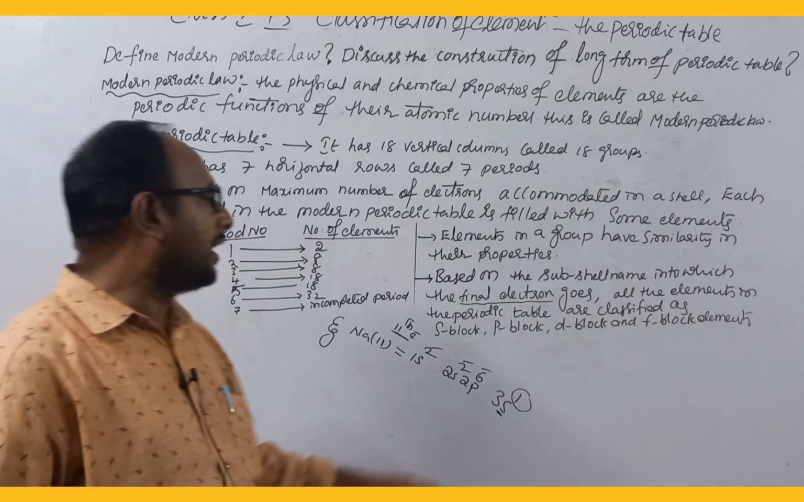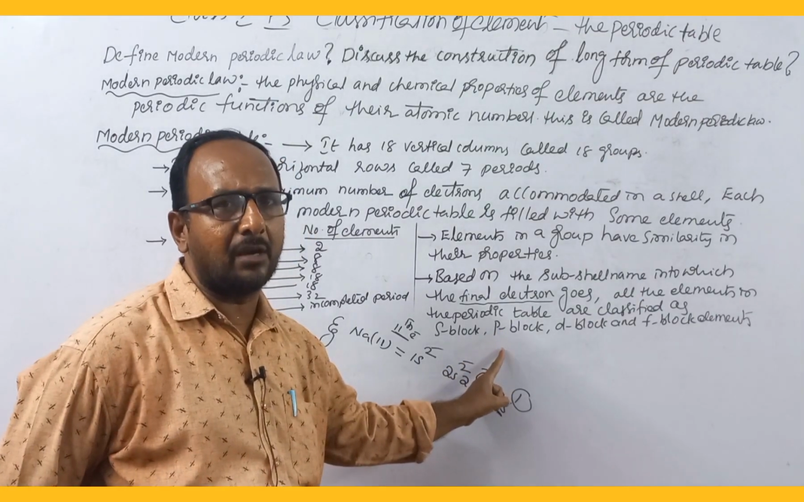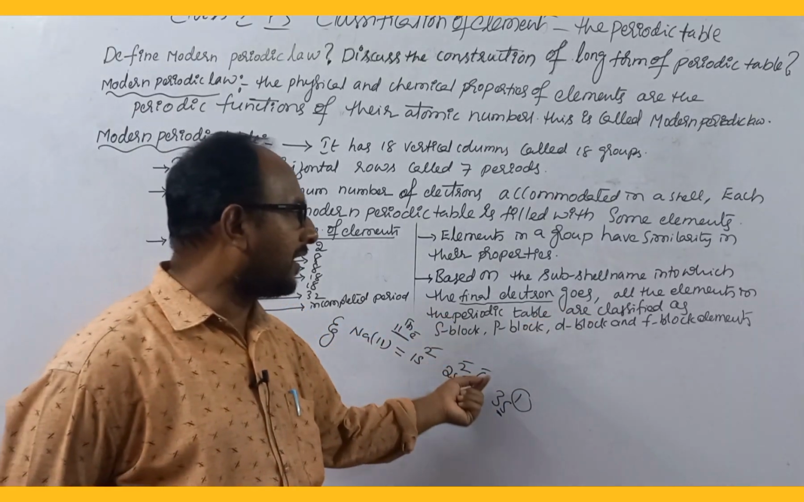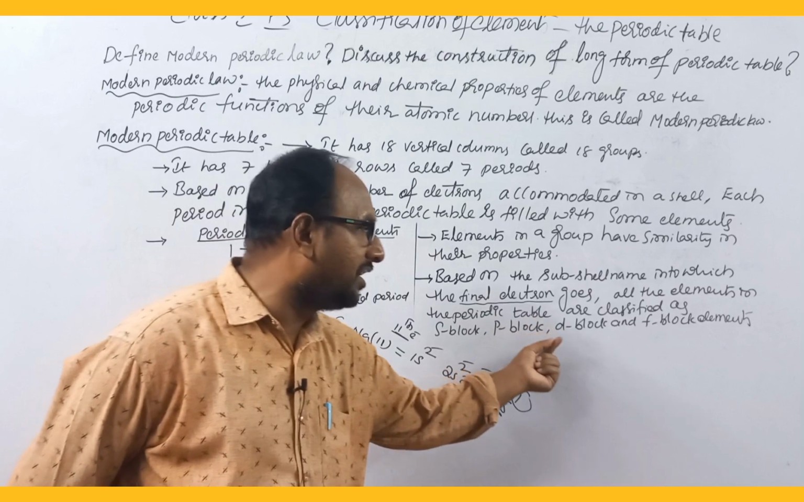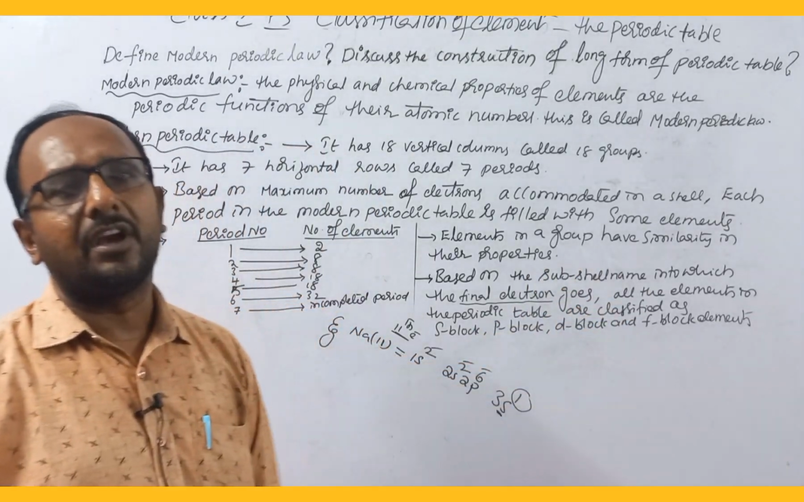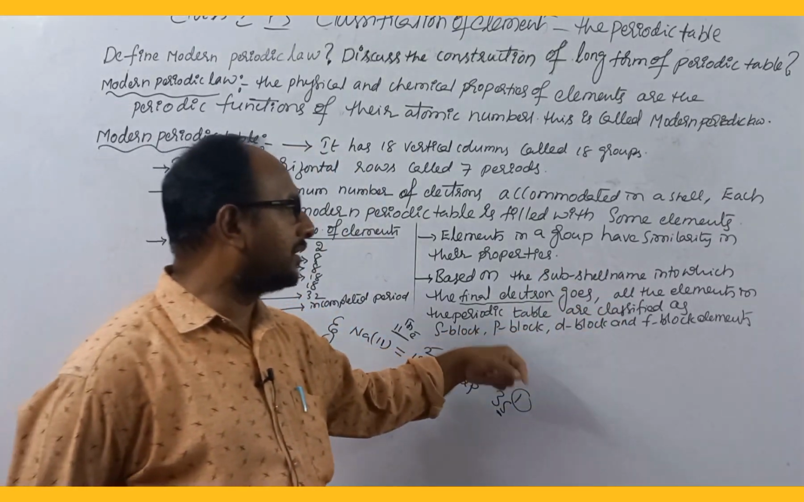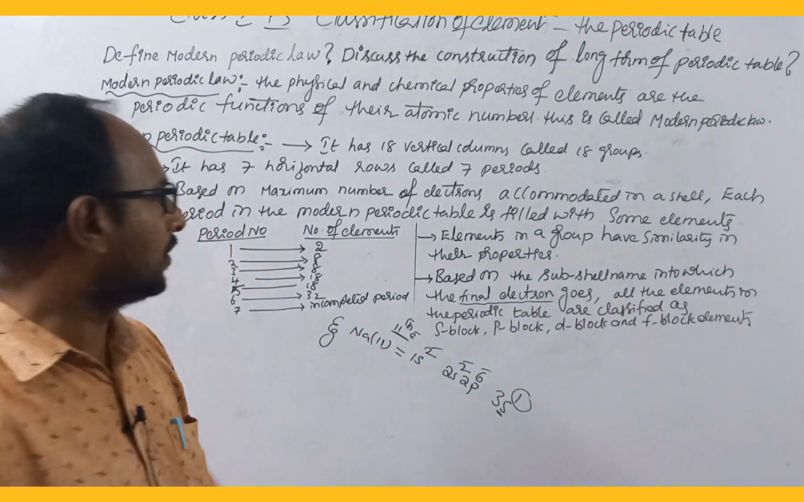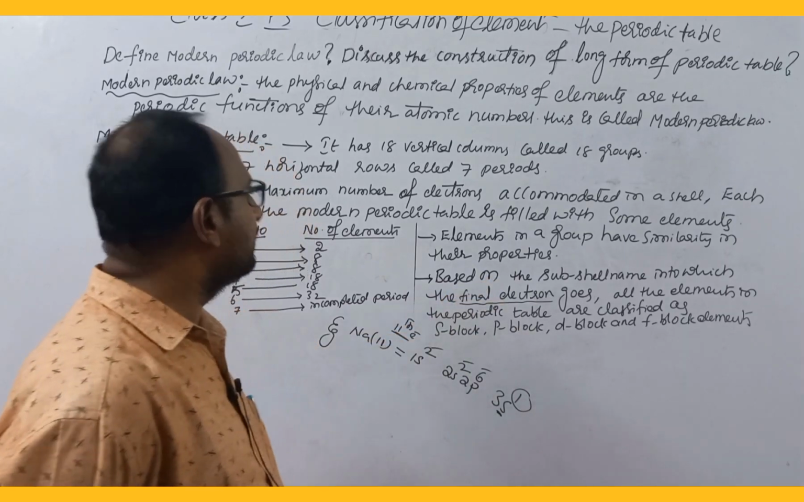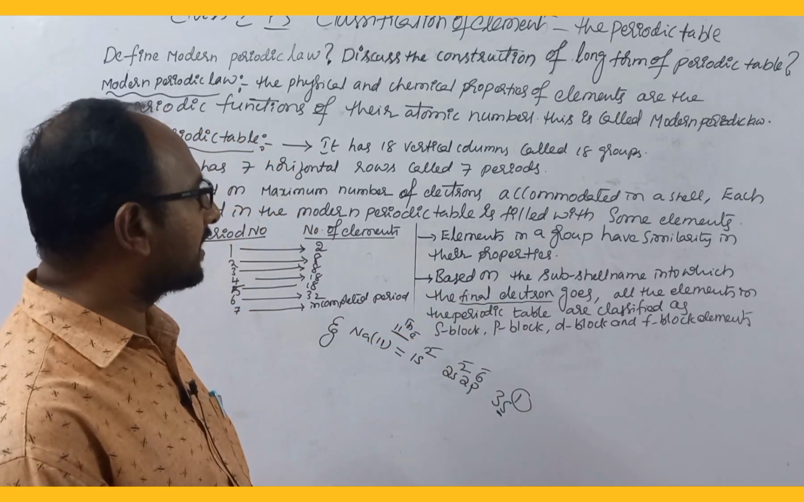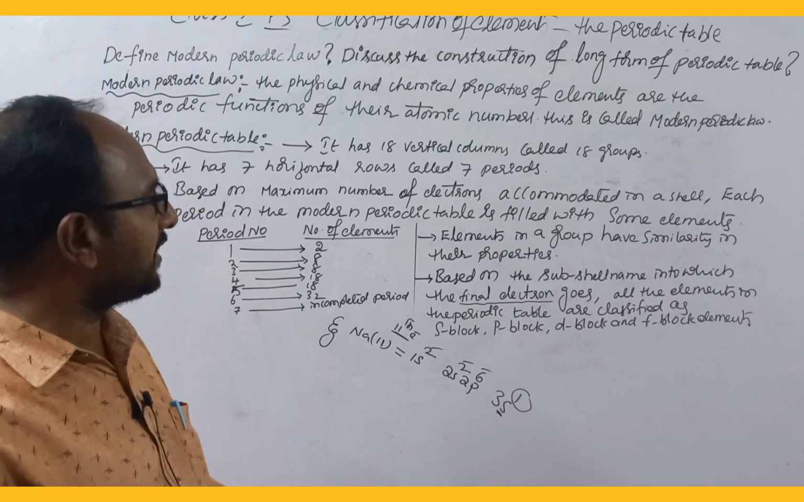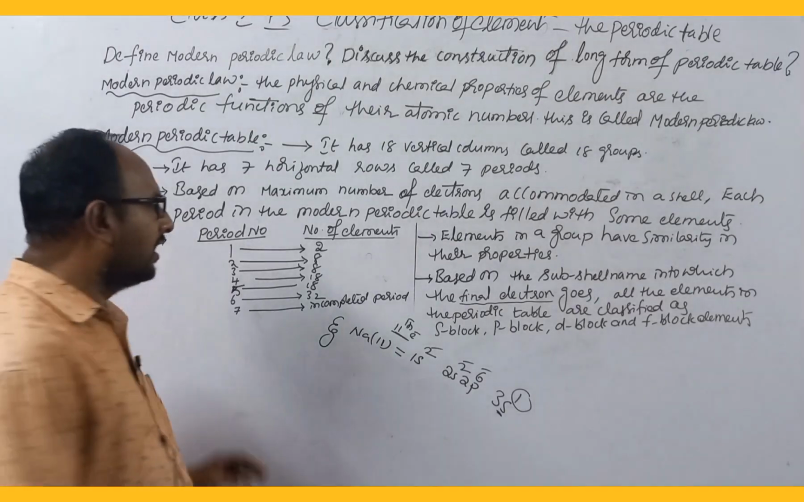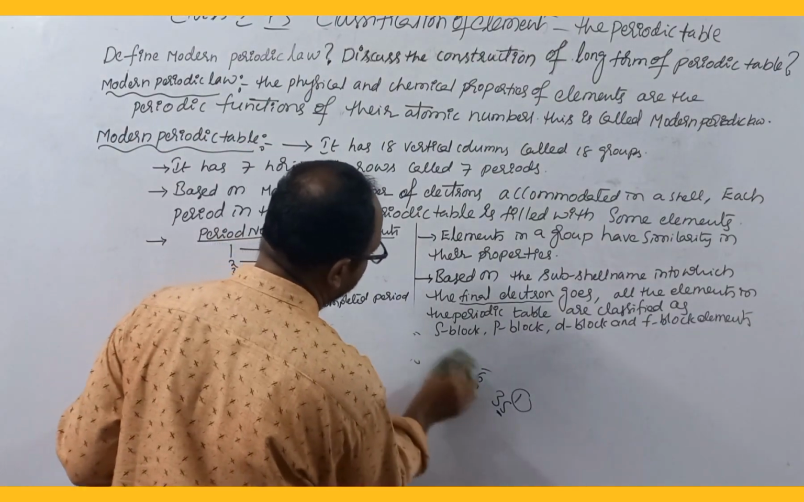Similarly, if the final electron goes into subshell P, the element belongs to P block. If the final electron of any element goes into D subshell, it belongs to D block. If the final electron goes into the subshell F, then it belongs to F block. So, based on the subshell name into which the final electron goes, all the elements in the periodic table are classified as S block, P block, F block and D block elements.